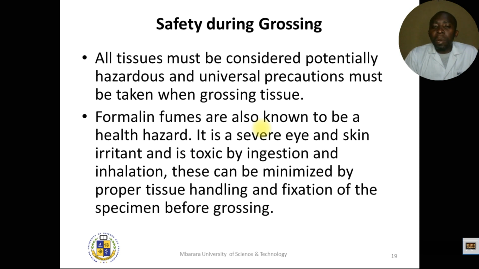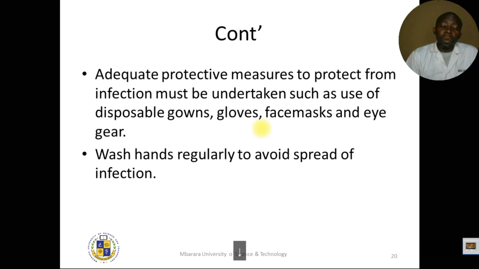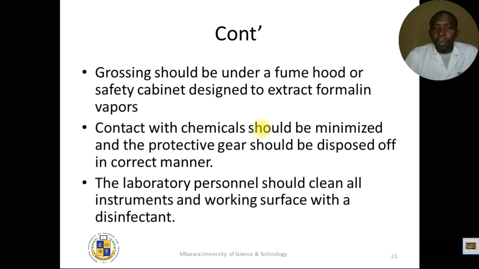So this can actually be minimized by proper tissue handling, fixation of the specimen before grossing, and proper use of personal protective equipment. You put on your mask, you put on your goggles. This will at least protect you to a certain extent. So adequate protective measures to protect yourself from infection must also be undertaken, such as use of disposable gloves, face masks, and eye gear. Then we can't forget to wash the hands so that we do not carry the infection from the grossing station to other places in the lab.